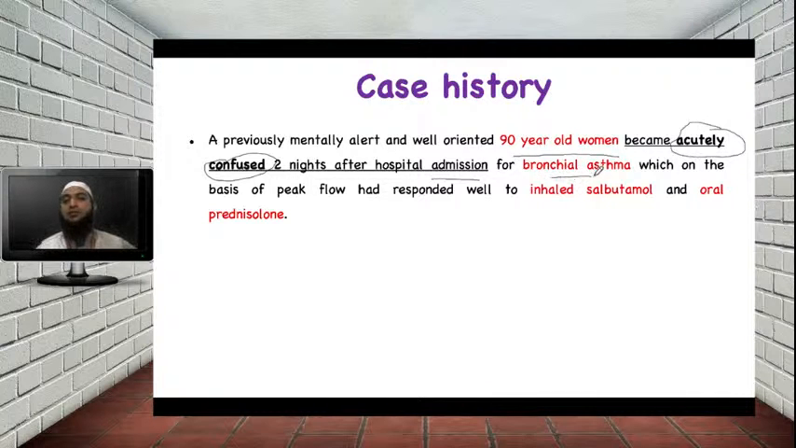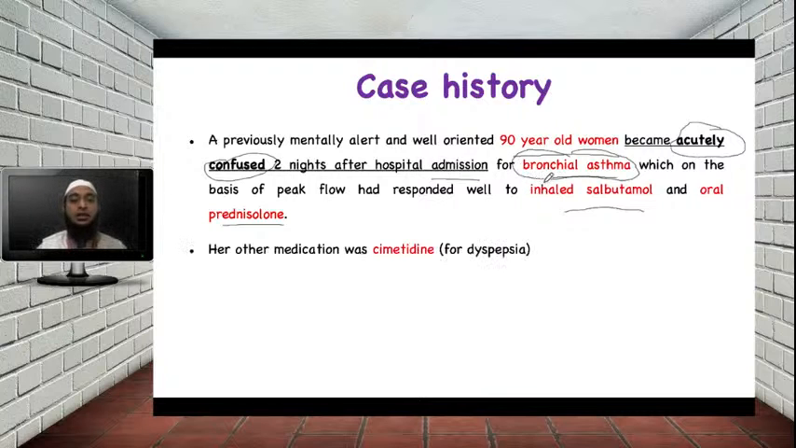She was suffering from bronchial asthma, and on the basis of peak flow had responded well to inhaled salbutamol and oral prednisolone. So to reduce bronchial asthma, what medicine was given? The medicines given were salbutamol and oral prednisolone. This was for the treatment of the bronchial asthma.